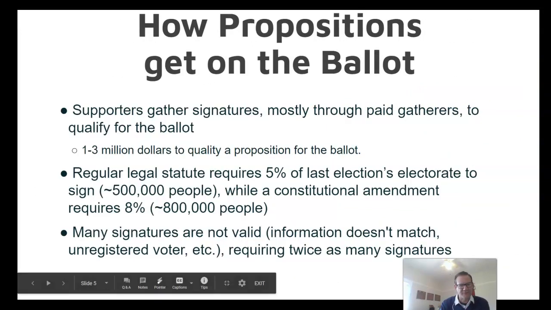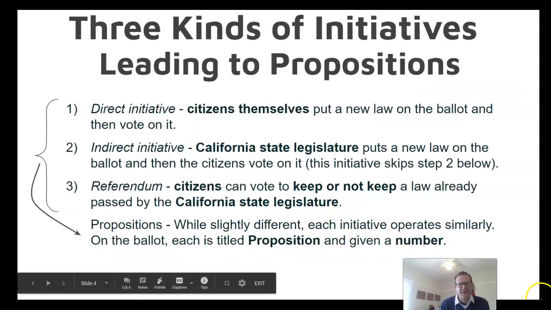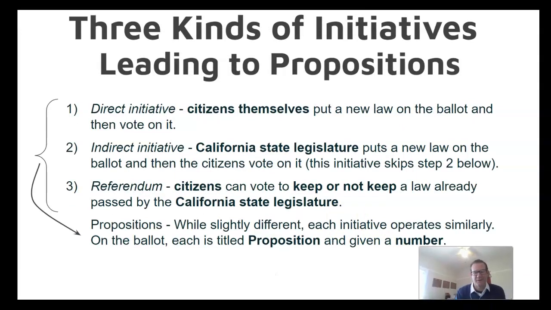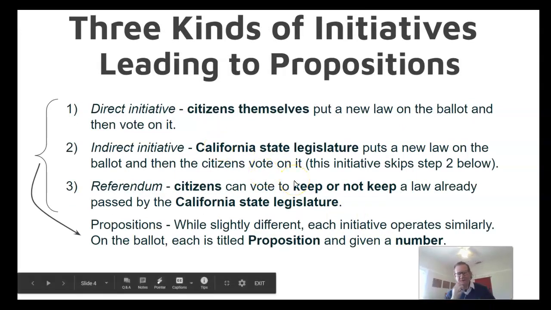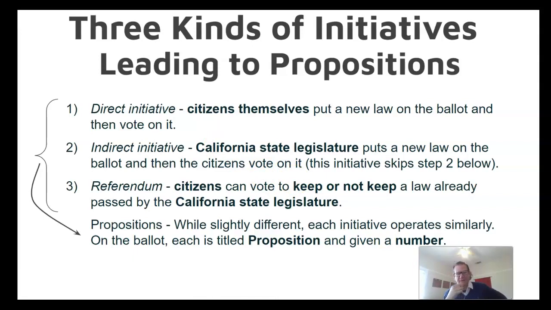There are three kinds of initiatives. There are direct initiatives. This is what most people think of when they think of the direct democracy system. Direct initiatives are where those guys have petitions at the grocery store or other places, and they rush up to you and block your entrance to the grocery store, and say sign the petition. If enough people sign that petition, it's given a number and it goes on the ballot.